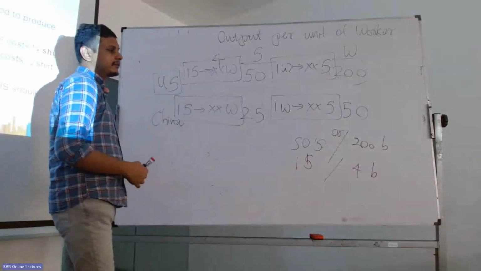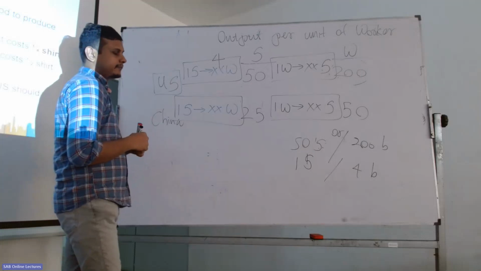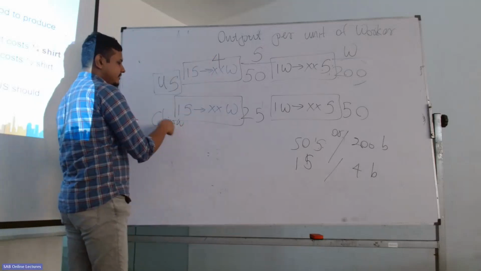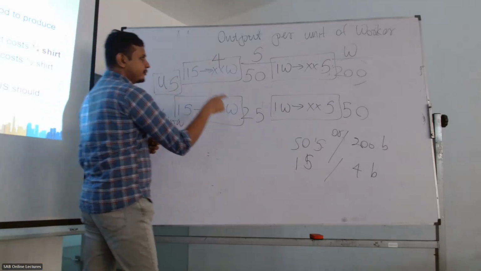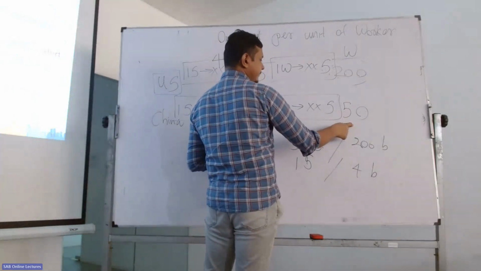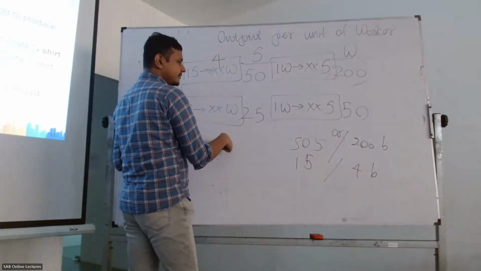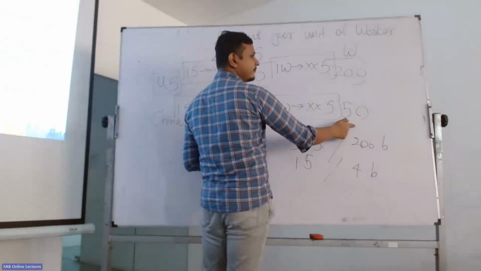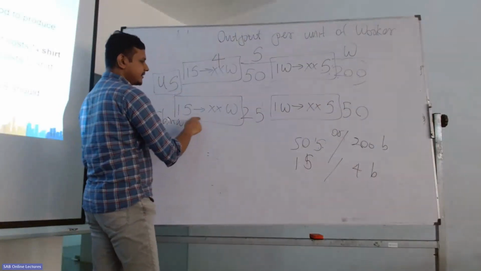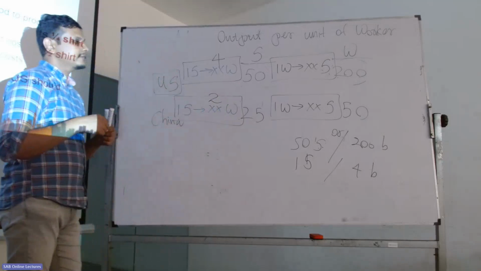To produce 1 shirt, the US has to sacrifice 4 bushels of wheat. Similarly here, with 1 worker, China can produce 25 shirts or 50 bushels of wheat. So for 1 shirt, it's 2 bushels of wheat. So to produce 1 shirt, China has to sacrifice 2 bushels of wheat.